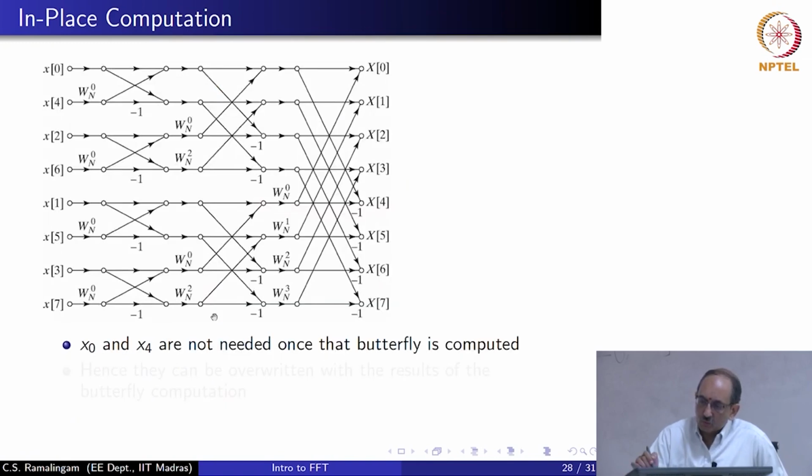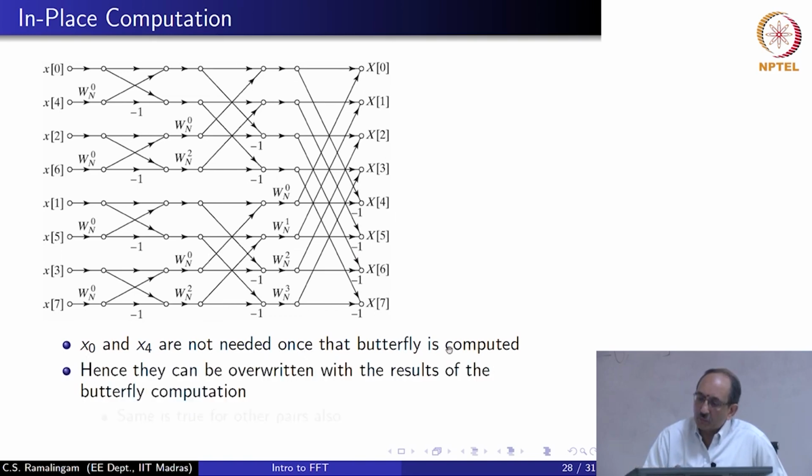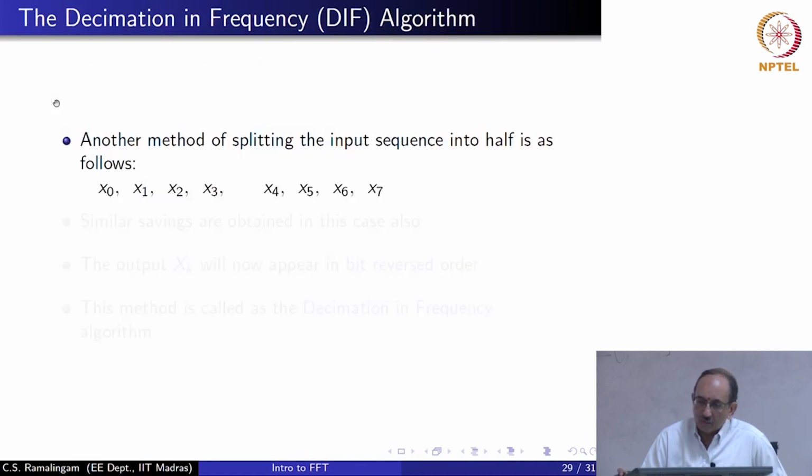So if you look at this, you will realize x0 and x4 are not needed once that butterfly is computed, and hence they can be overwritten. So this is just to show you that these two terms don't occur anywhere else, and hence once this is computed, you can overwrite this result where x0 was stored and where x4 was stored. So same is true for every other pair. So this is decimation in time. What happened there was, you need to bit reverse the input, and then the transform was in natural order.